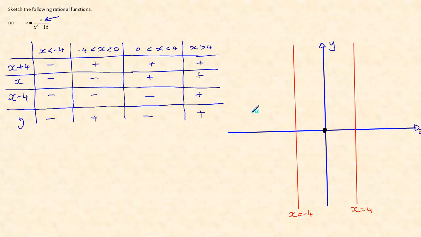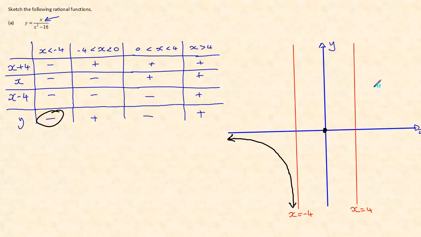Now let's look at this region over here. We know that y is negative, so it's going to be below the x-axis. When x is very close to negative 4, the denominator is going to be close to 0, so we're going to go off to negative infinity down here. But when x becomes very large, the bottom is going to be much bigger than the top, so it's going to tend to 0. And remember, it's always going to be negative, as we can see from our table analysis.